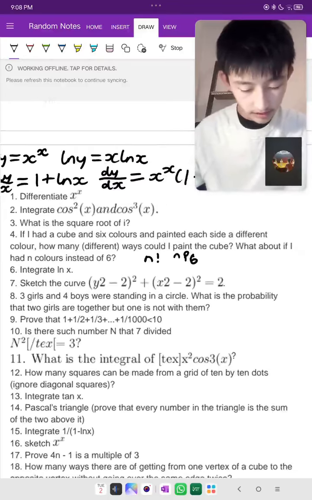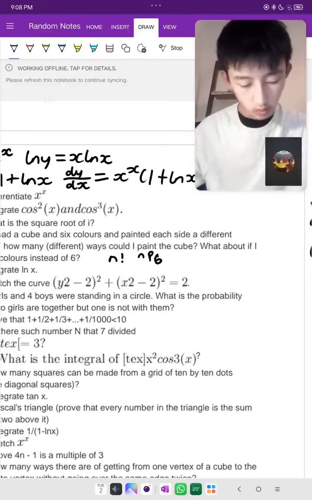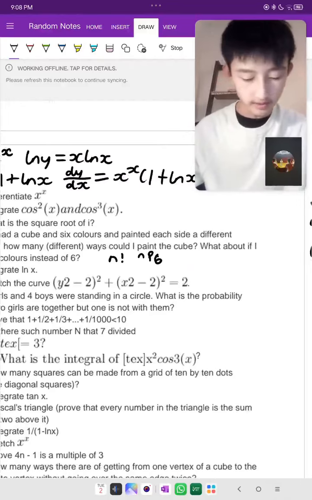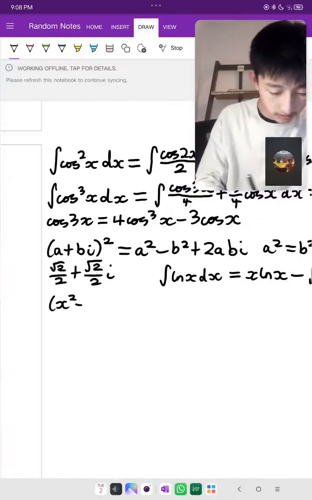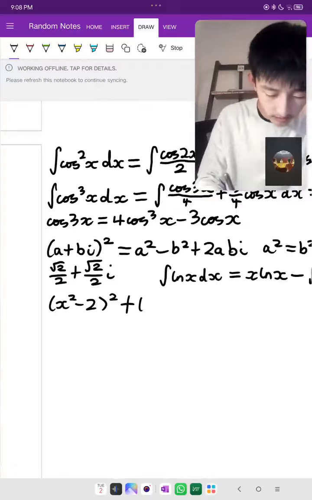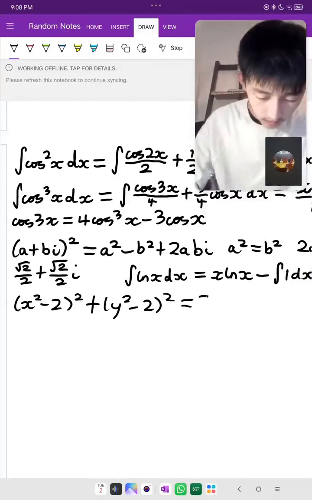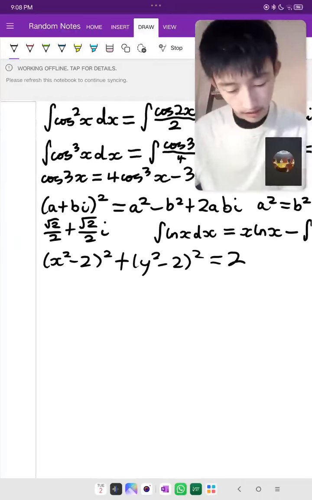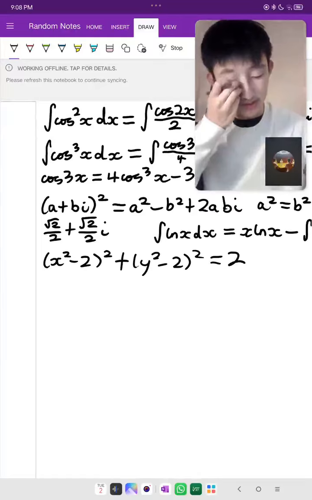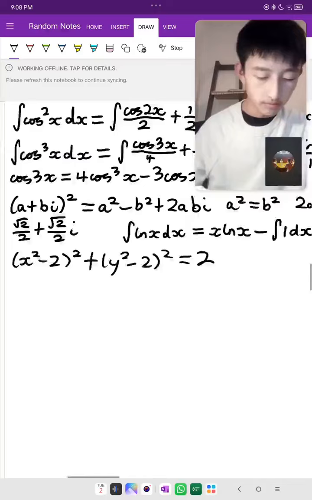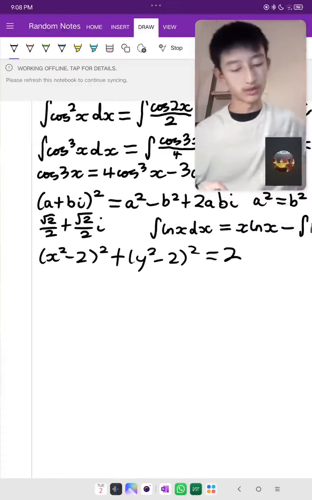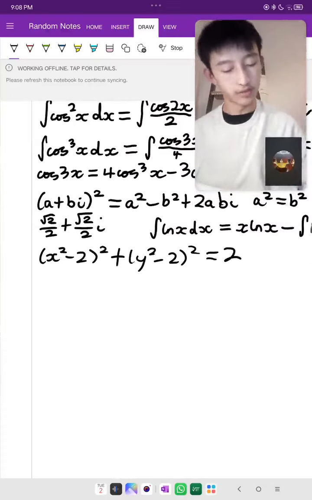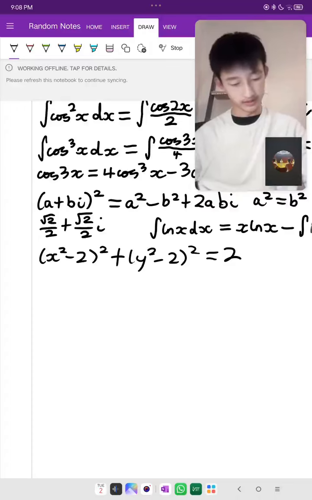Sketch the curve, and I'm going to assume that says y squared minus 2 squared plus x squared minus 2 squared is 2. So we have (x squared minus 2) squared plus (y squared minus 2) squared equals 2. I may wish to expand out these brackets. First of all, I'm going to say that there's symmetry in the lines x equals 0 and y equals 0, because if you replace x with minus x or y with minus y, you get the same thing.